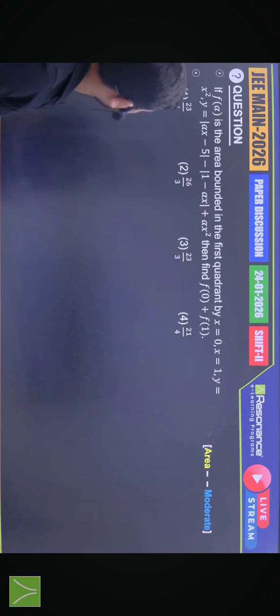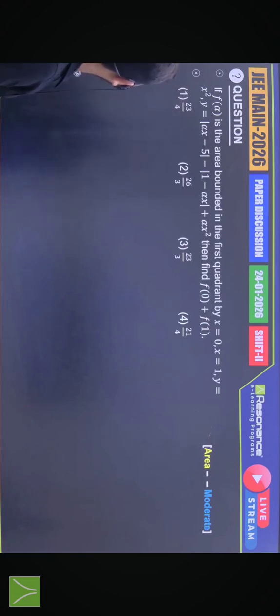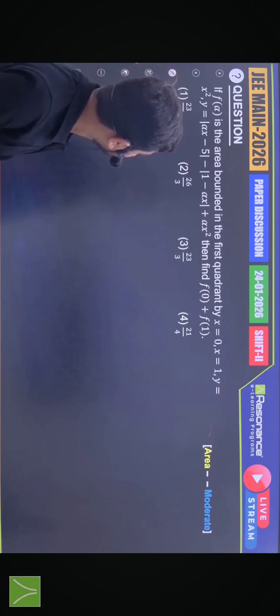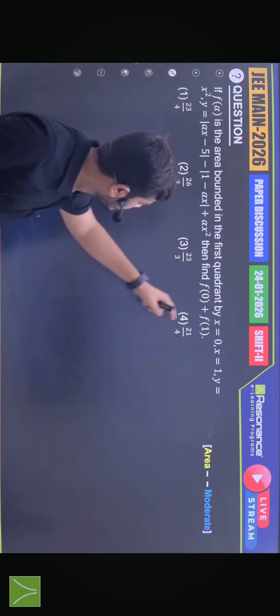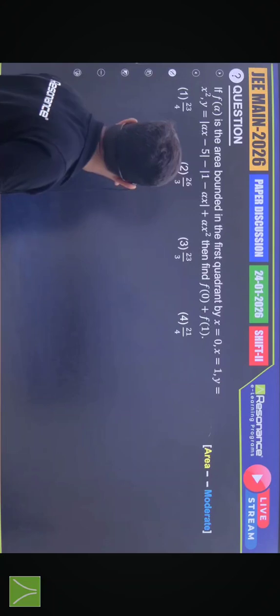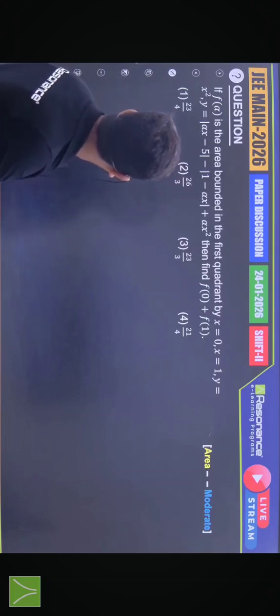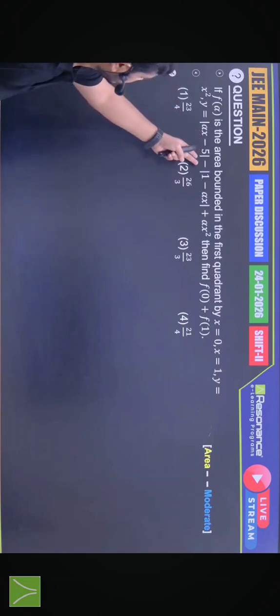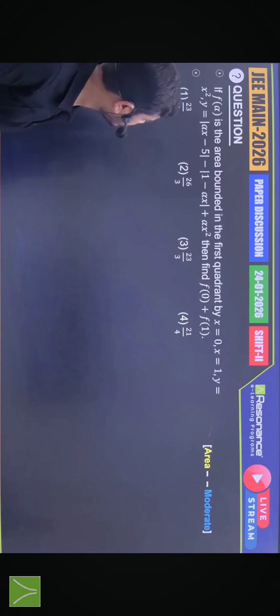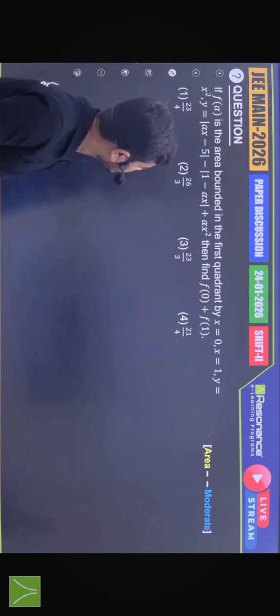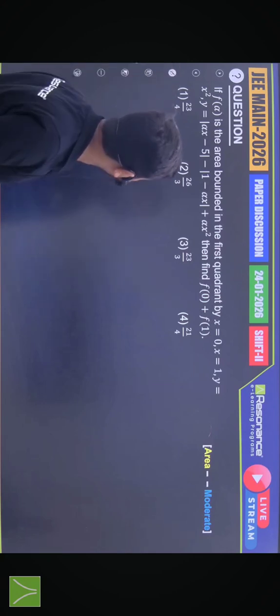Next, this is from area. If f of alpha is the area bounded in the first quadrant by x equal to 0, x equal to 1, y equal to x square, y equal to mod of alpha x minus 5, plus 1 minus alpha x plus alpha x square, then you have to find the value of f0 plus f1.